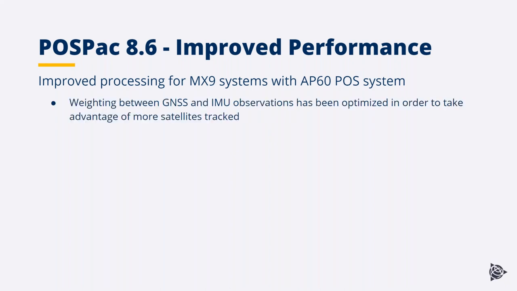So what has changed in the background is the weighting between GNSS and IMU observations. And this weighting has been now optimized in order to take advantage of more and more satellites we can now track. For example, now we can easily track up to 30 satellites, even more, because we have always had GPS and GLONASS, but now we also have the European system Galileo and Chinese system Beidou, for example. So this whole computation in the background has been tweaked to work better now. And in simple way, the users of AP60 system will benefit from improved overall positioning accuracy.